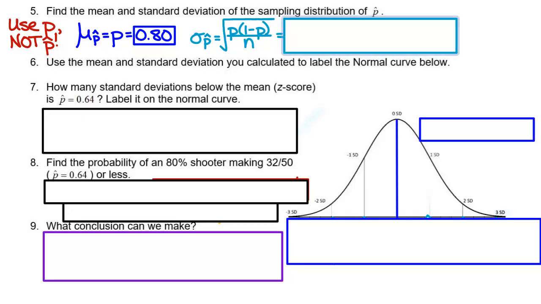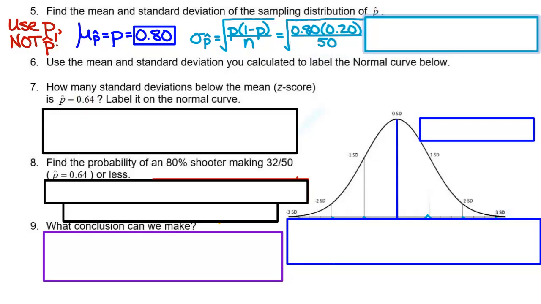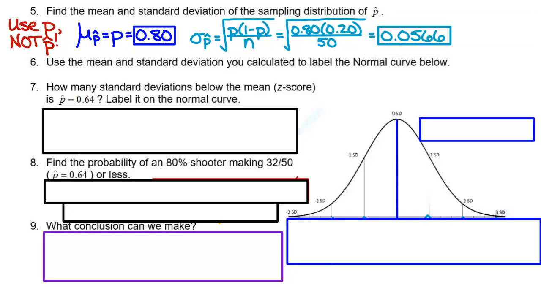And so we're going to sub our numbers in here. Square root of 0.80 times 0.20 over 50. And when you think you have it, let me know. Yep. Yeah, 0.0566 or 0.057, depending on where you round it. I'm going to use 0.0566.